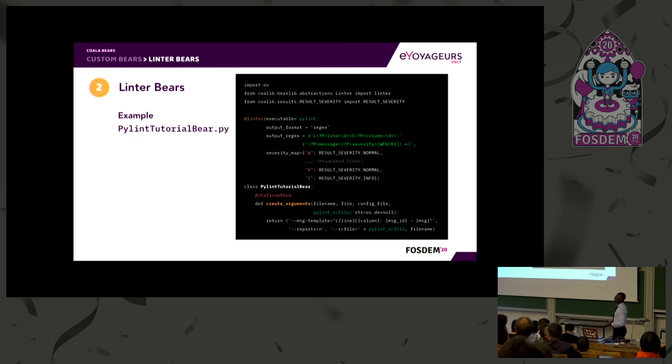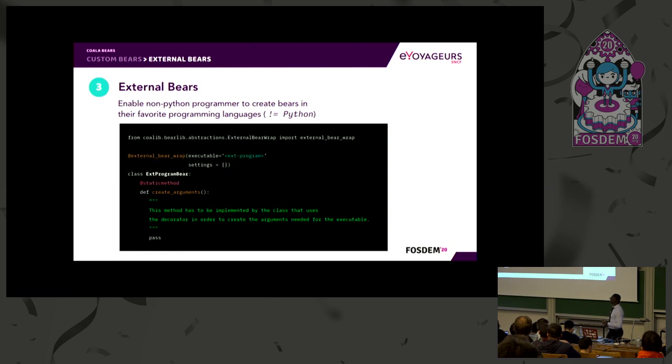I have pylint that I need to wrap. So I create the create arguments function. That's where I return a tuple. The tuple contains every option pylint needs to analyze my code. That's simply how it works. And from the output specified there, you specify how you want to analyze it and interpret the result.